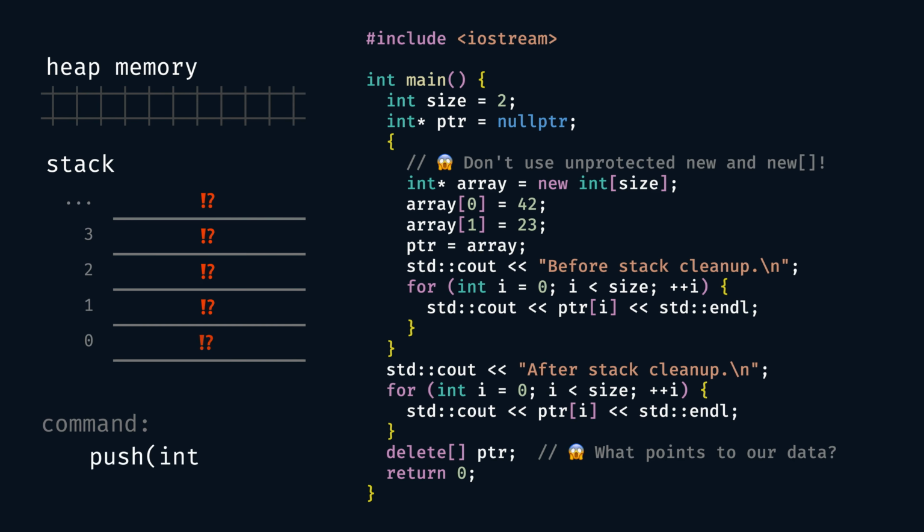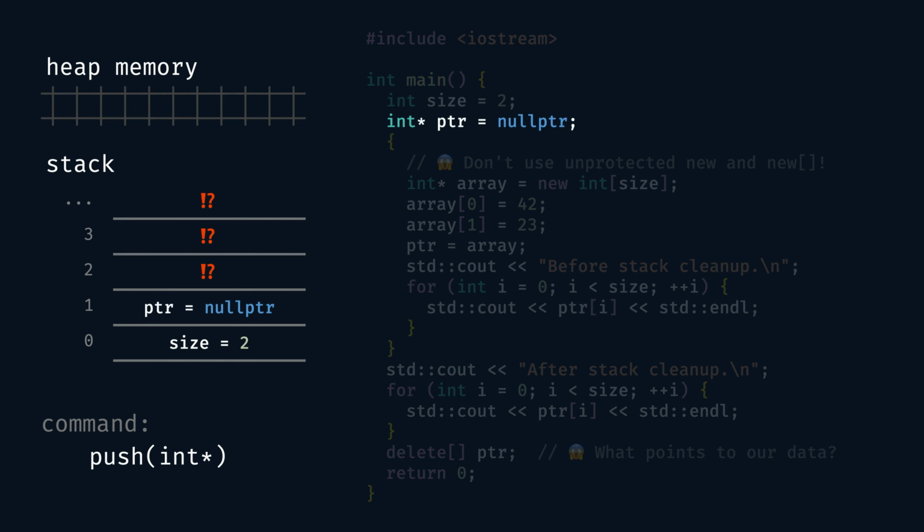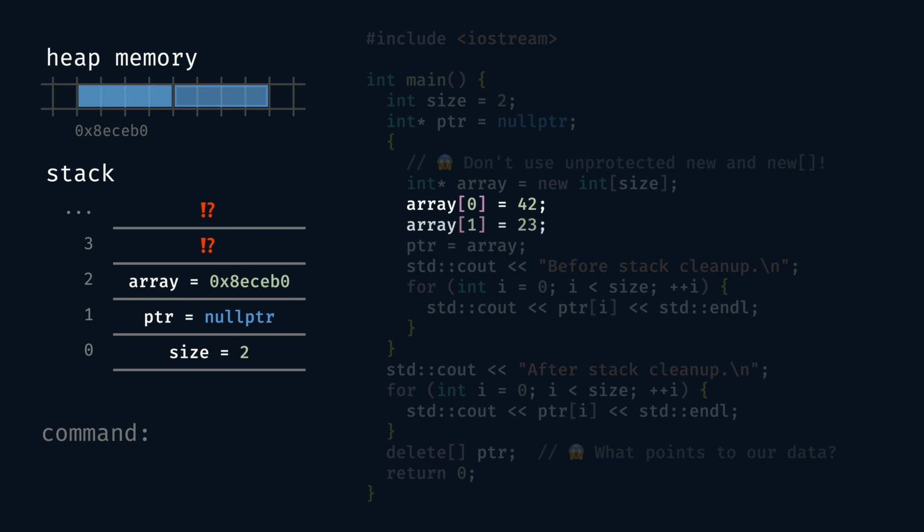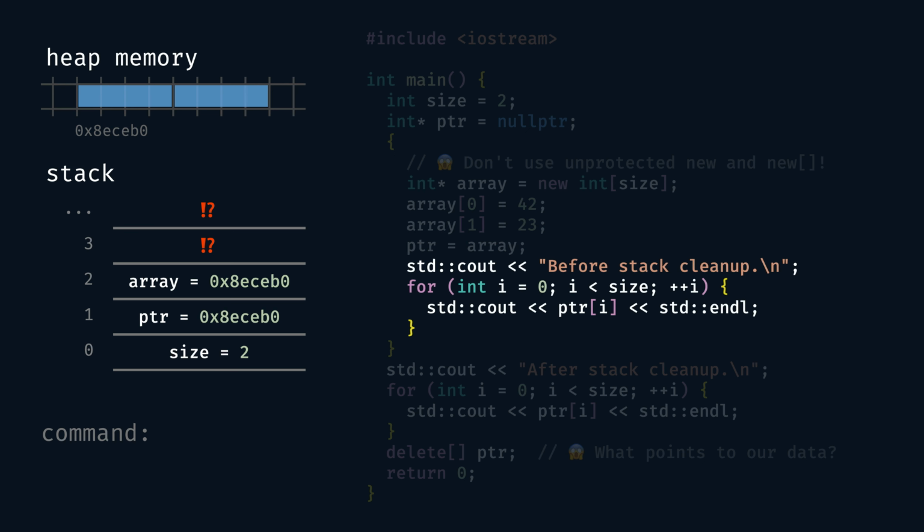We start by pushing the size and the pointer to the stack and enter the inner scope just as before. What is not as before is that we now use the new array operator to allocate our array on the heap. We only allocate memory for it without initializing the stored values, so initially it stores garbage data. Note that the pointer to these data is still stored on the stack. Now we update the values stored in our array and set the pointer to point to the same address as the array, which allows us to print the values using the pointer variable.